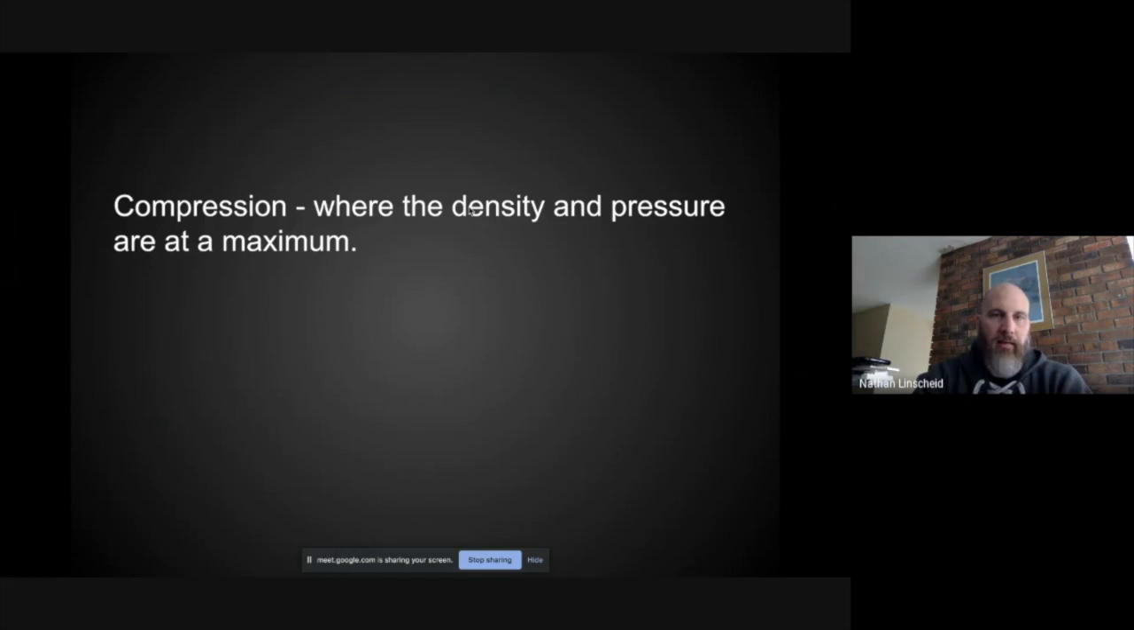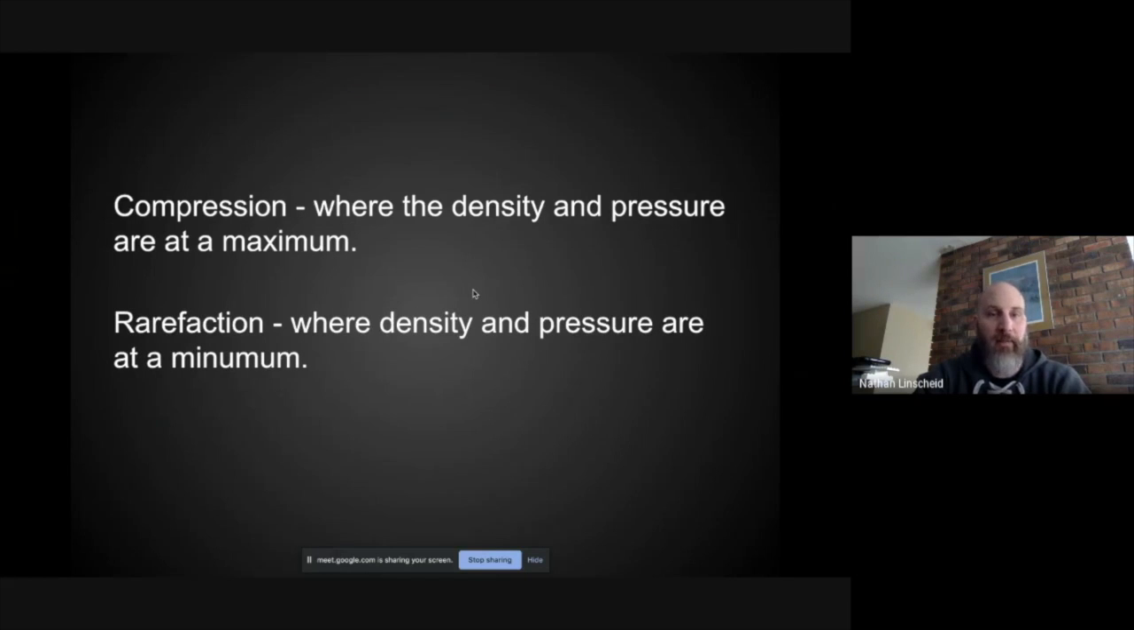Another way to say that is that the density of the air is the greatest at a compression. The pressure is the greatest at a compression. A rarefaction is the opposite. It's where the density and pressure are at a minimum.